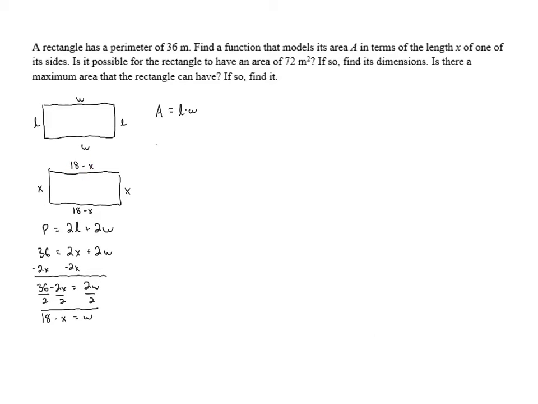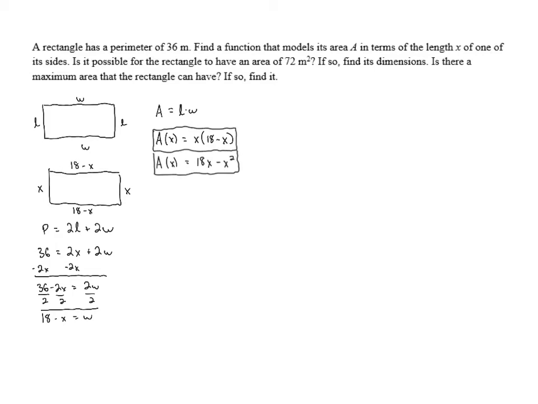Anyways, now we can replace L and W with x and 18 minus x. And now we have the area represented as a function of the length x of one of its sides. This is a perfectly fine answer. We could also write A of x equals 18x minus x squared. Either one of these is a good function for the area.